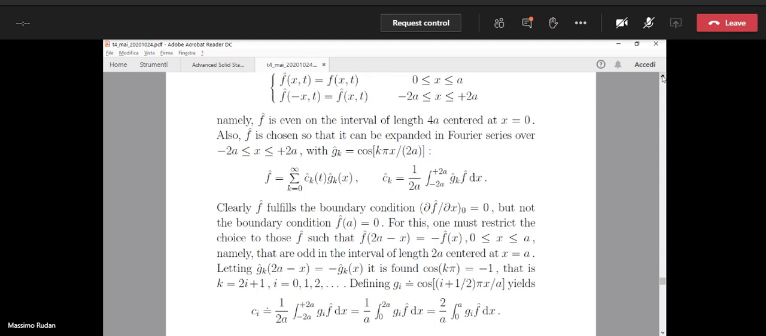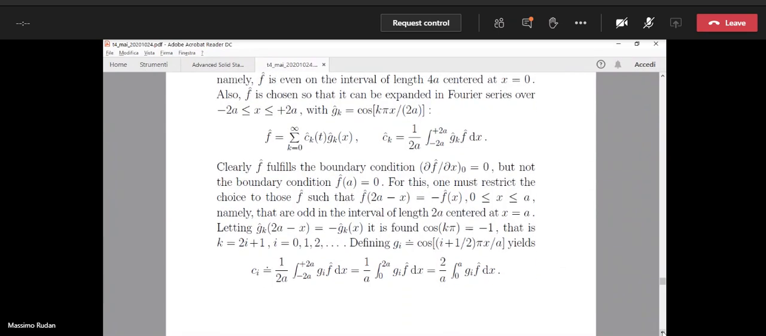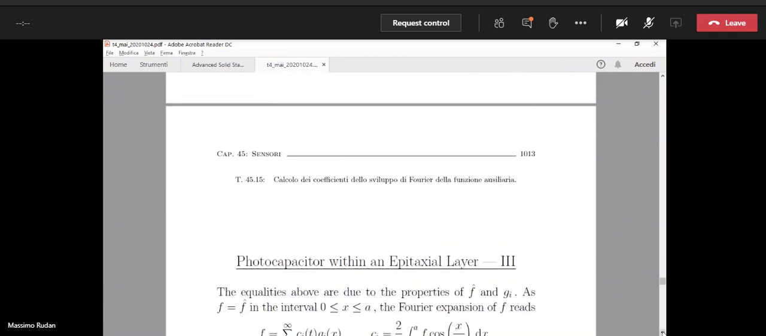We don't find them, we have the formal expression of these coefficients that is written at the bottom of the page. It is 2 over a times the integral between 0 and a of g_i. g_i is the cosine that is visible before it, times f hat. So now the issue is to find the time dependence of this coefficient c_i.